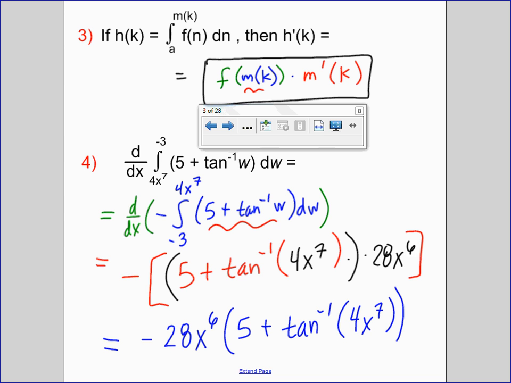So the negative came from flipping the limits. Substitute into the integrand function my upper limit. Multiply by the derivative of my upper limit because it was a composite function. Raise your hand if you had number 4 right. There we go, right at number 4. You did. Hey, that's better than the poke in the eye, but it's not everyone.